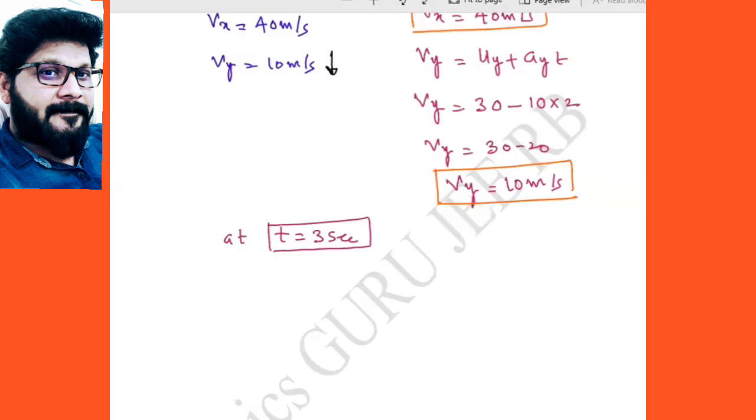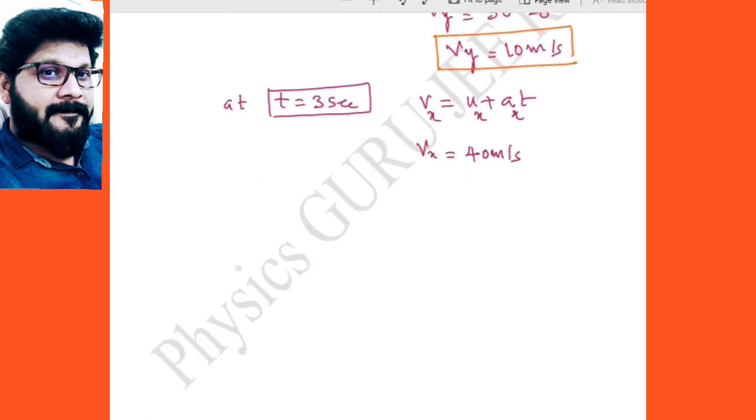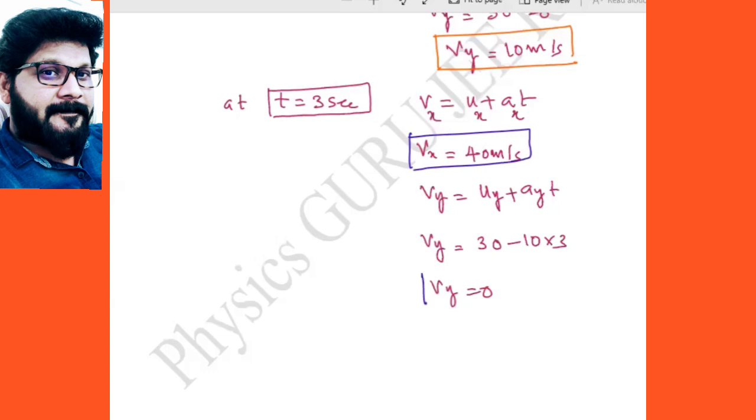Most of them posted correct answers for t equal to 3 seconds. Let me do it here. Now v equals u plus at. So Vx is 40 meter per second, there is no change. Next, Vy equals uy plus ay into t. Uy is 30 meter per second, 30 minus 10 into 3. Vy is nothing but 0. So when you observe here, Vx remains the same and Vy is 0.